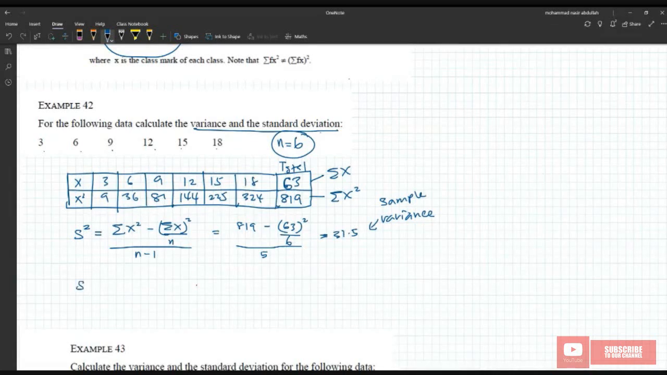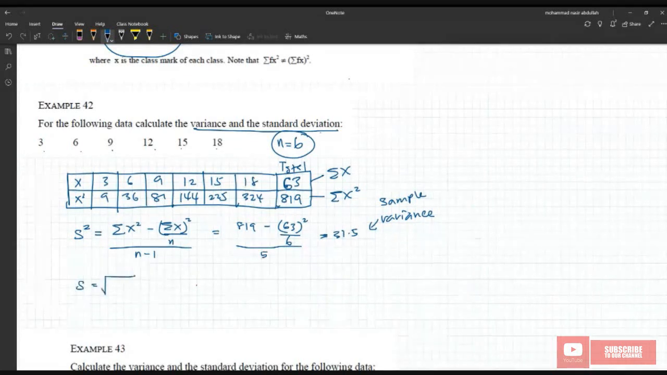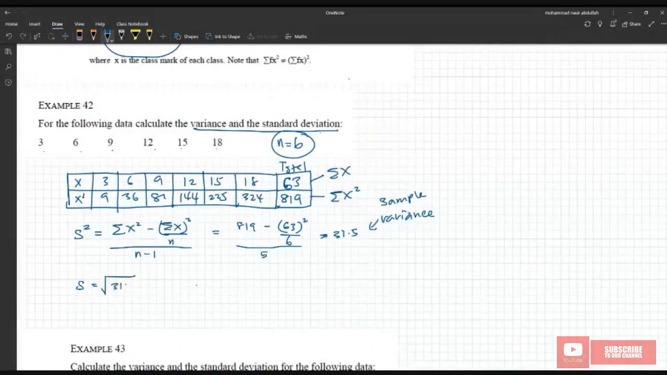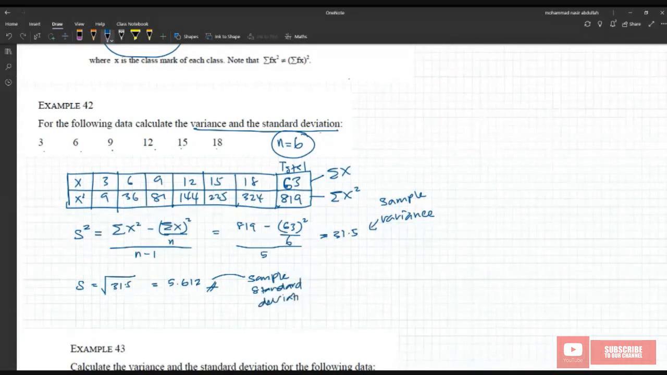If you want to find the standard deviation, we just take the square root of the variance, which is the square root of 31.5, and that is equal to 5.612. So this is the sample standard deviation.